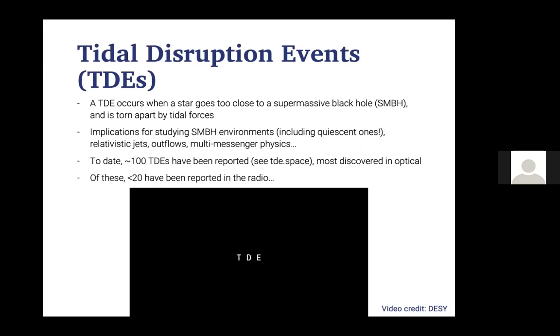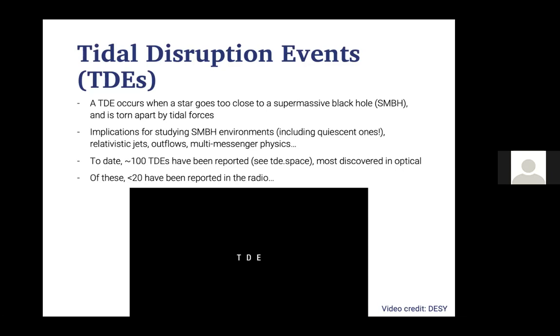A TDE occurs when a star goes too close to a supermassive black hole and gets torn apart by tidal forces. Further out from the event horizon of the black hole is where a tidal disruption event occurs. There are a lot of implications for studying these events. They're pretty rare. Supernovae, we think, happen about once every century in a galaxy of our size. These are about 1,000 times less common than a supernova event.